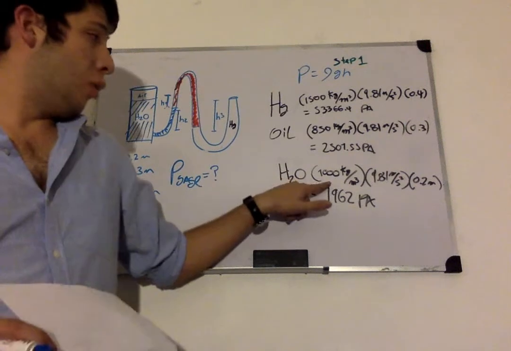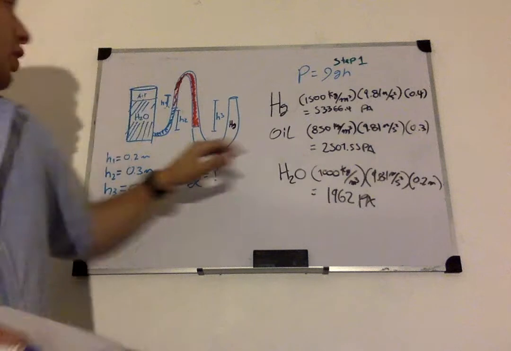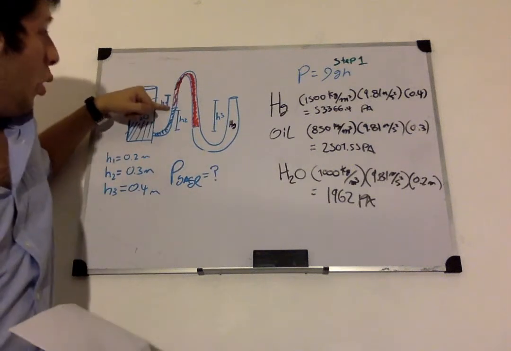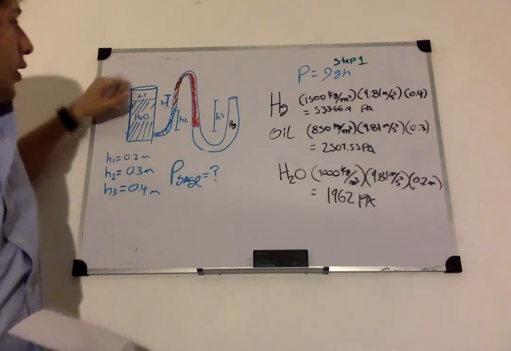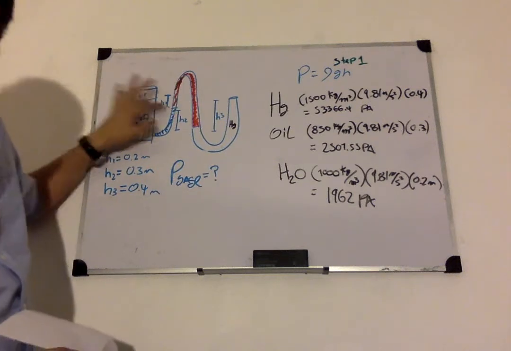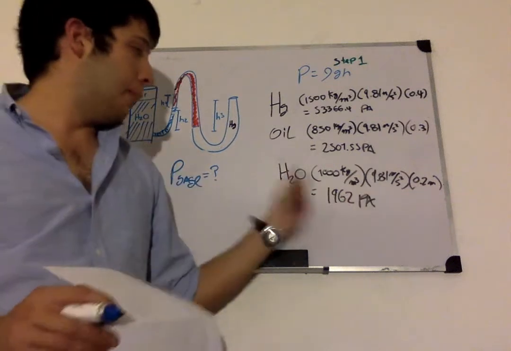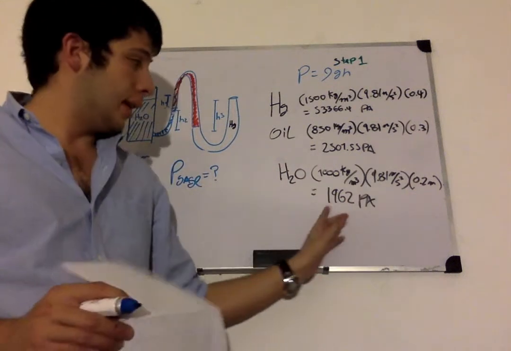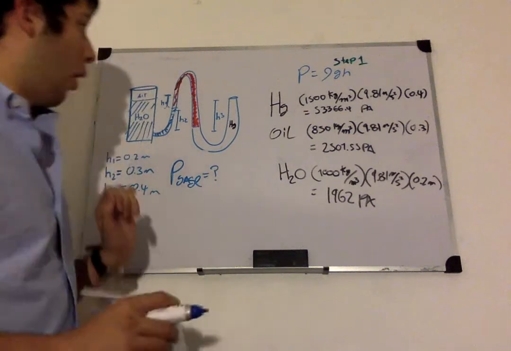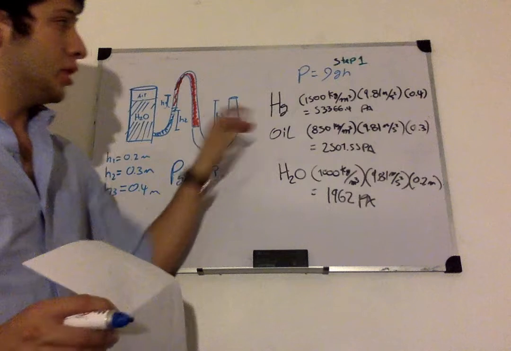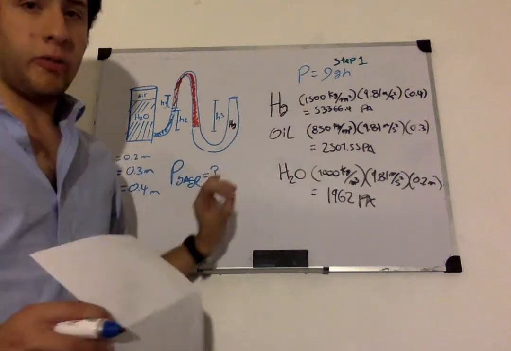We have the density of water times the gravity times the distance between the points where the oil ends and where the air starts. So the difference between these 2 points over here. That's 0.2 meters. And by doing this calculation, it gives us 1,962 pascals.